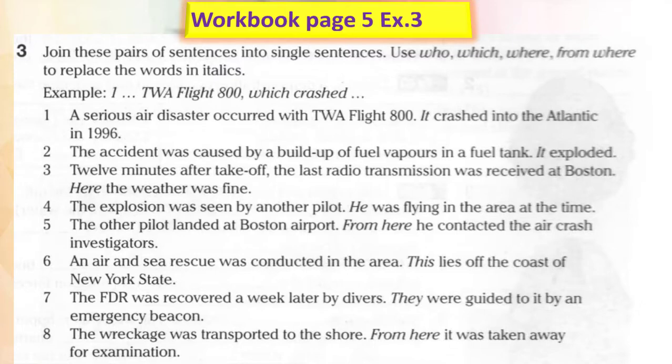Now please open your workbook page 5, exercise 3. Try to join these pairs of sentences into single sentences. Use who, which, where, from where to replace the words in italics. Example 1, sentence number 1. TWA flight, comma, which crashed. We did a sentence like this. All you have to do now is to just try to join the sentences in your notebook. Write your answer in your notebook. You have 10 minutes to do the activity. Come back after 10 minutes to check your answers.